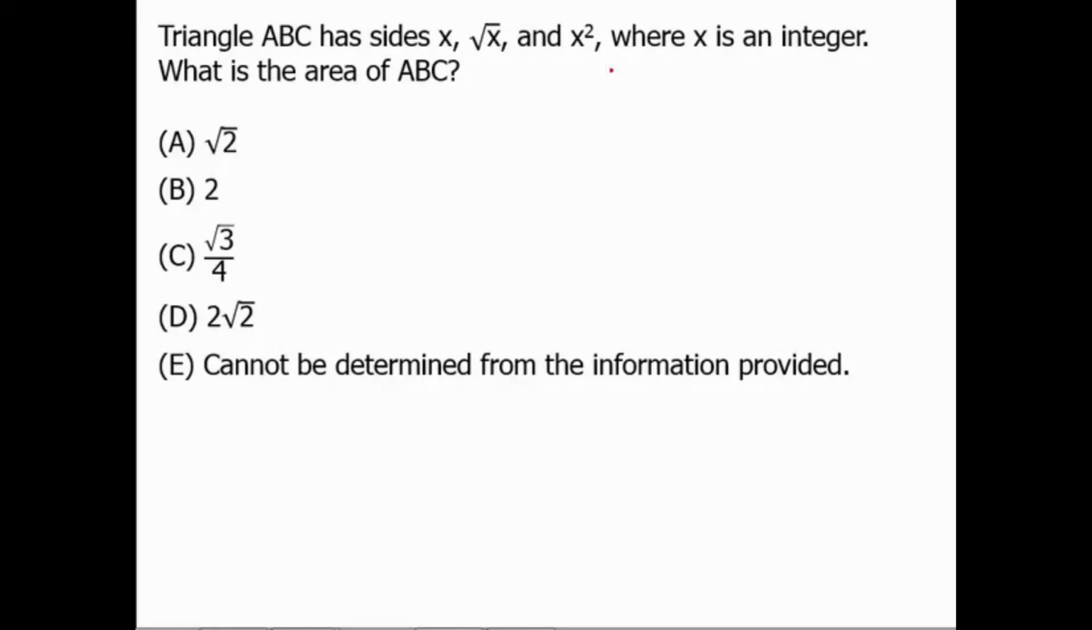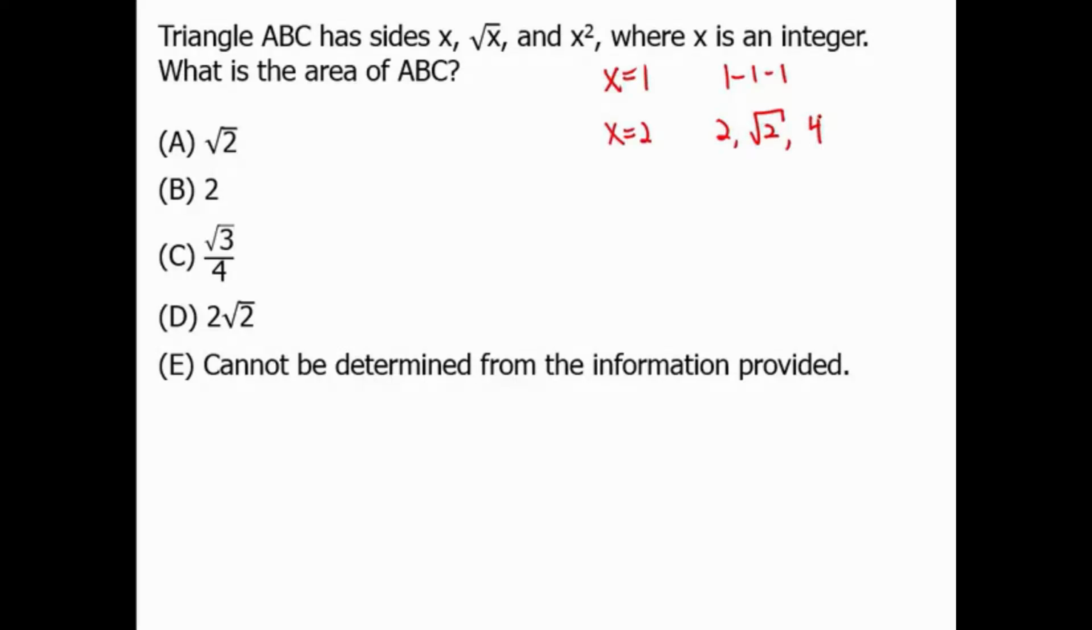It certainly is possible that x would equal 1. Then we'd just have sides of 1, 1, 1. That would be an equilateral triangle, a side of 1. What if x equals 2? Well, then we'd have sides of 2, square root of 2, and 4.